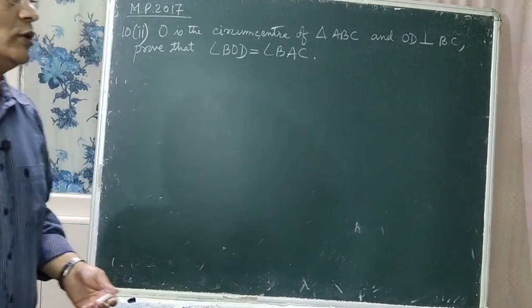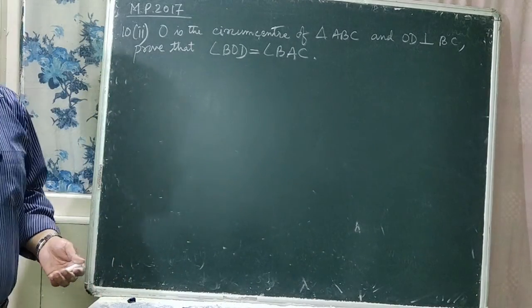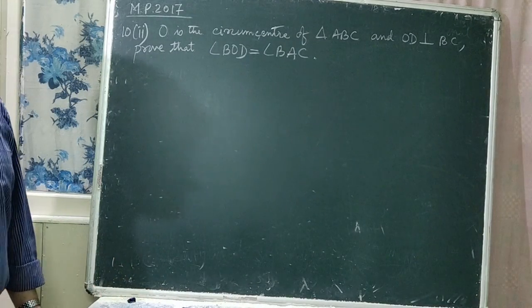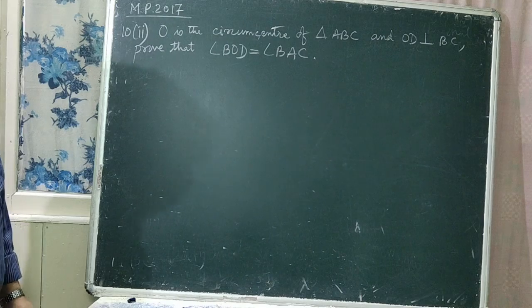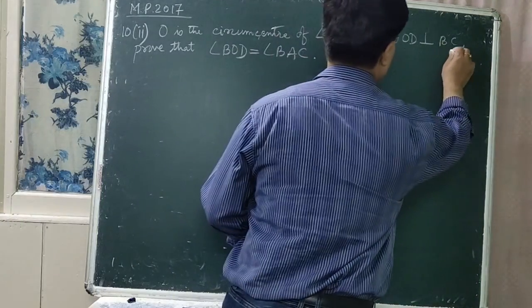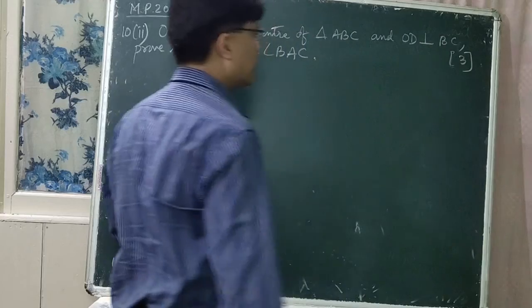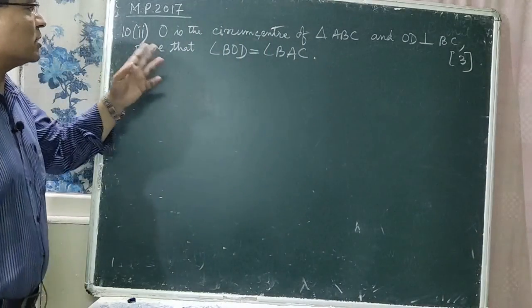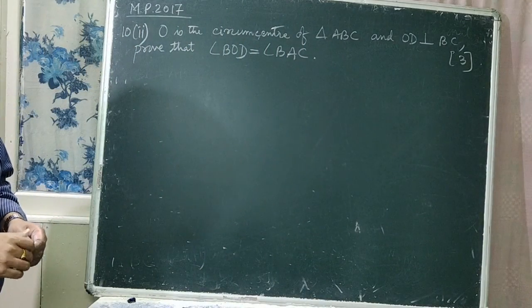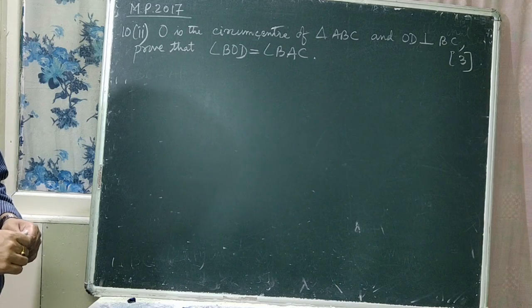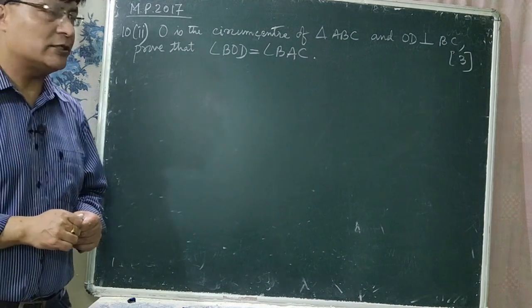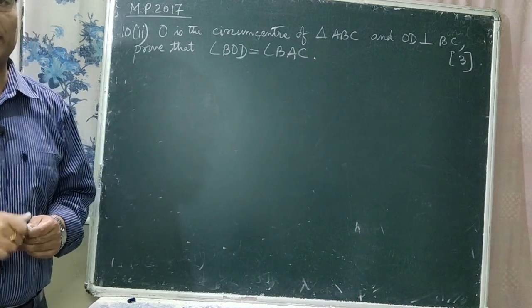Now we'll do the same question paper, that is MP 2017, question number 2. This question carries 3 marks, right? O is the circumcenter of triangle ABC and OD is perpendicular to BC. Prove that angle BOD is equal to angle BAC. So you have to draw the figure.